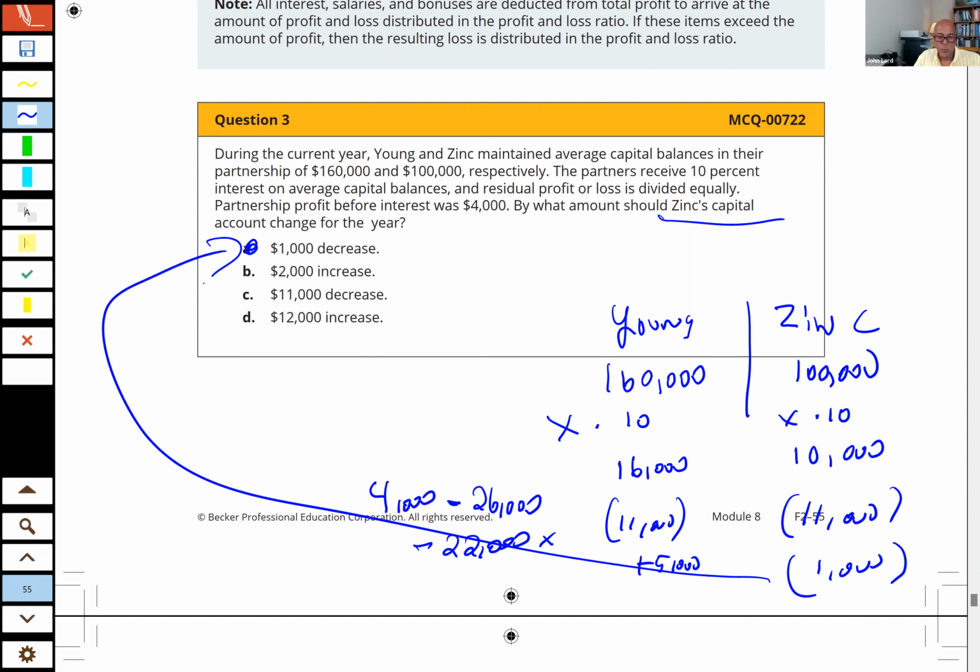Okay, reading comprehension, guys, you're going to get better and better at this as you practice more and more with these questions. Practice is key to these kinds of questions.